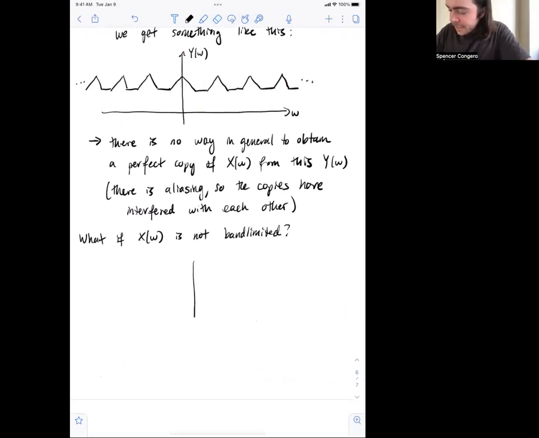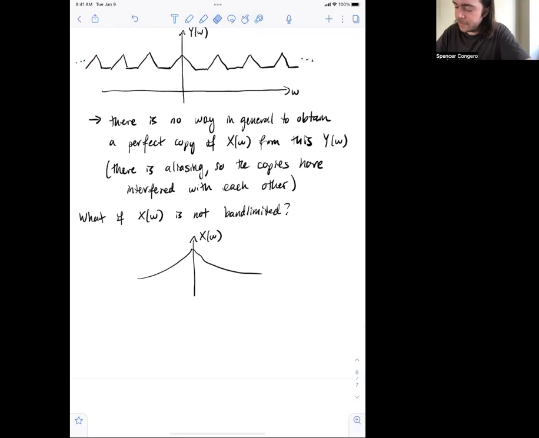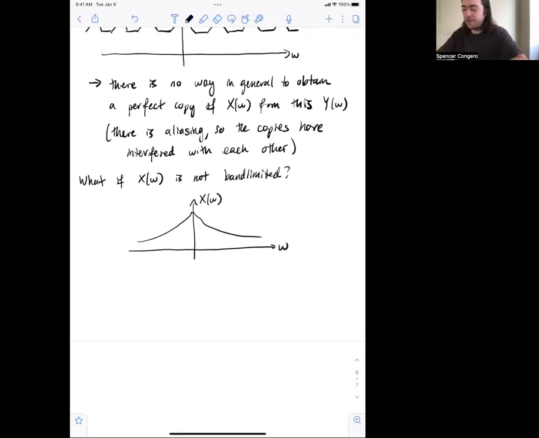Okay, so again, just to have something to look at, let's just say it looks something like this, right? Maybe it's sort of like a decaying exponential on both sides. Maybe this is my x of omega. Okay, so it never quite reaches zero. It's not band limited. There's no bars I can put on it and have it be zero outside of it. There's always going to be non-zero stuff.